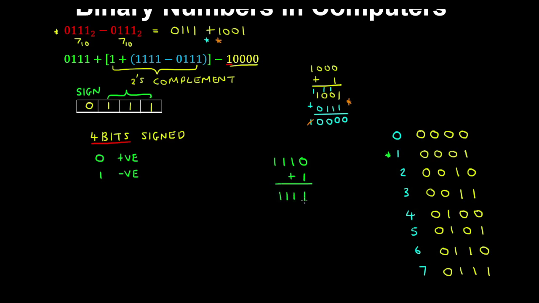So that would be 1, 1, 1, 1 in binary, which represents negative 1. And let's do another example. So to represent negative 2, we flip the bits and add 1, which gives 2, and then we have 1, 1, 1. So minus 2 is represented as 1, 1, 1, 0. And if you continue this process, we have minus 3 up to minus 7.